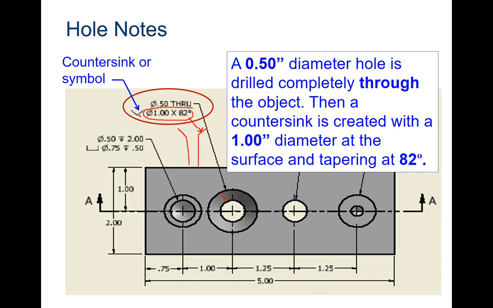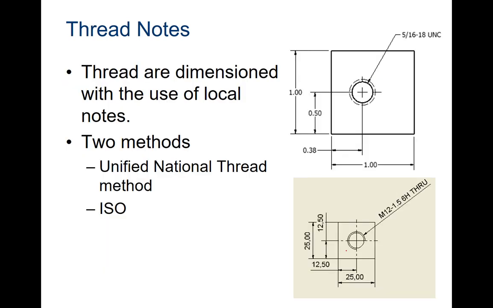Alrighty, let's keep going. Now, thread notes are specified using one of two methods. We're either going to use the Unified National Thread Method, which is UNC for short, or the ISO, the International Standards Organization. Now, if you guys remember, in the United States, we use both metric and the English or imperial system. UNC is imperial. ISO tends to be metric. And just keep that in mind as we move through this.